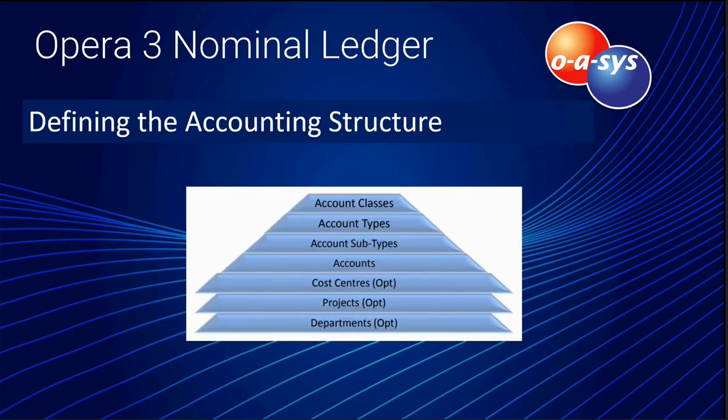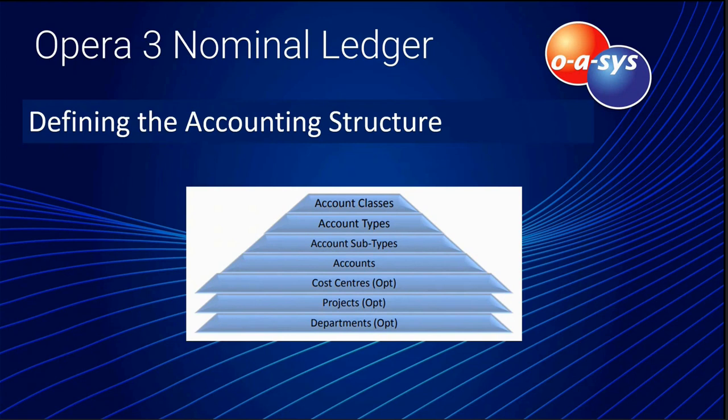So, defining the structure of our nominal ledger. At the top, we have our account classes. These define the nature of the accounts for classification of the balance sheet and the profit and loss accounts. Under balance sheet classes, we can usually see things like fixed assets, current assets, capital and reserves and liabilities. And under profit and loss classes, we can see things like expenses and income.